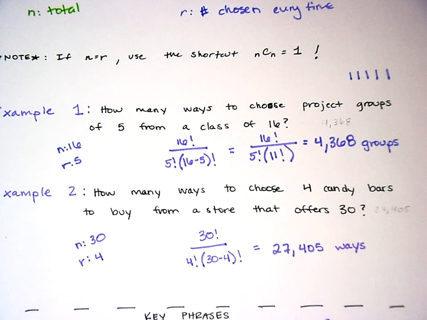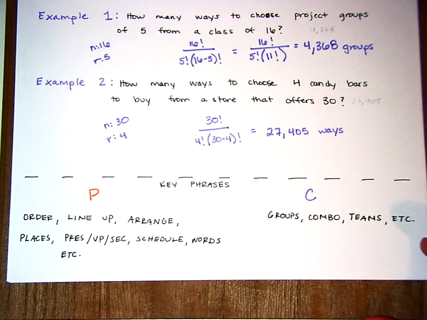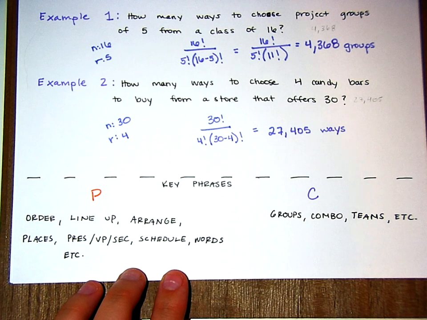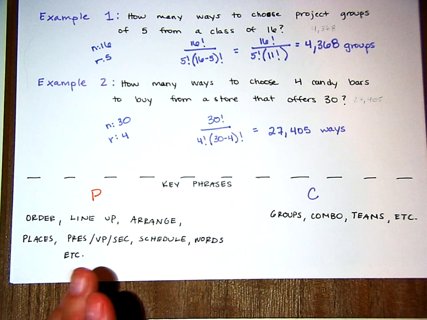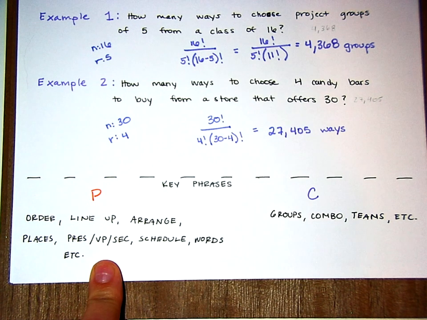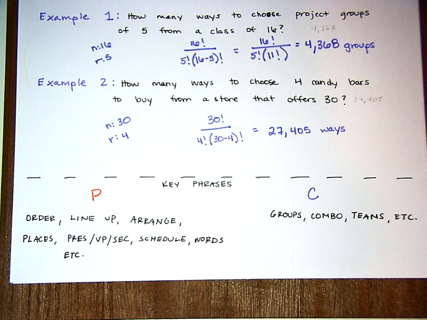All right, so just to finish off, this is a great thing to take a screenshot of or just pause. I have given you some examples of key words that you'll see, because sometimes the hard part about these problems is just deciding, am I doing a permutation problem or am I doing a combination problem? So if you see these words, this tells you you're working on permutations, and if you see words like this, you're working on a combination.